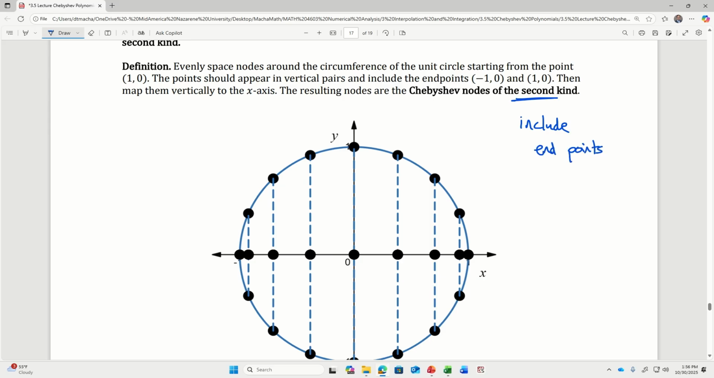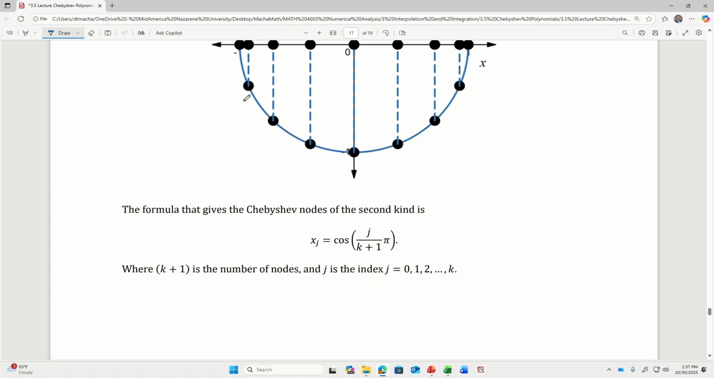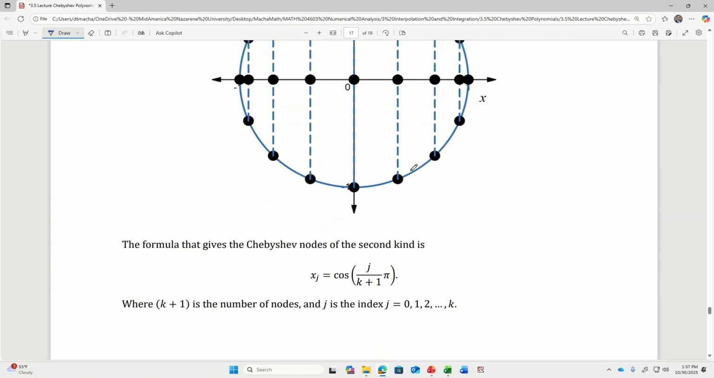when you do this. If you want the Chebyshev nodes of the first kind, you take the circle and you rotate it just a little bit. So that way the endpoints get off. And the second kind, you put the endpoints back on the circle. So that's the difference. The formula looks pretty similar, but not exactly the same.